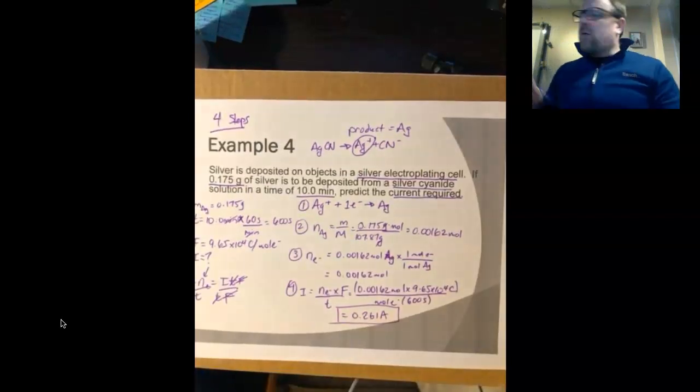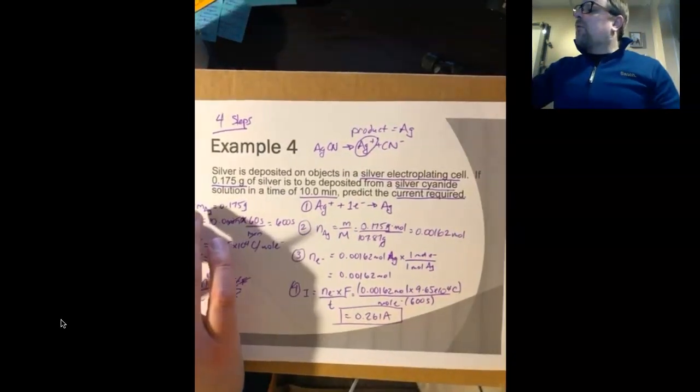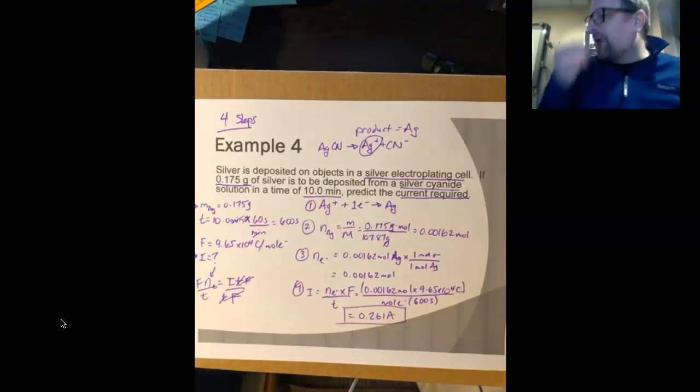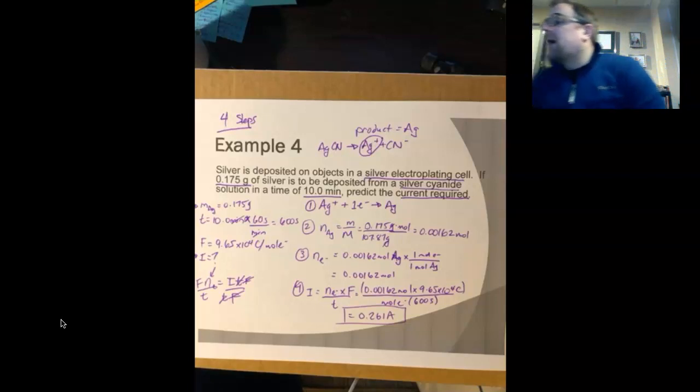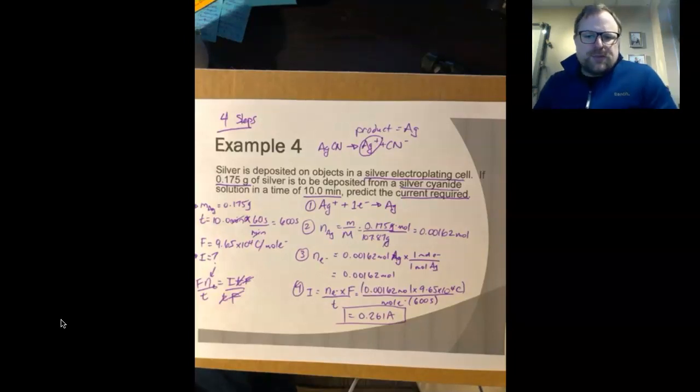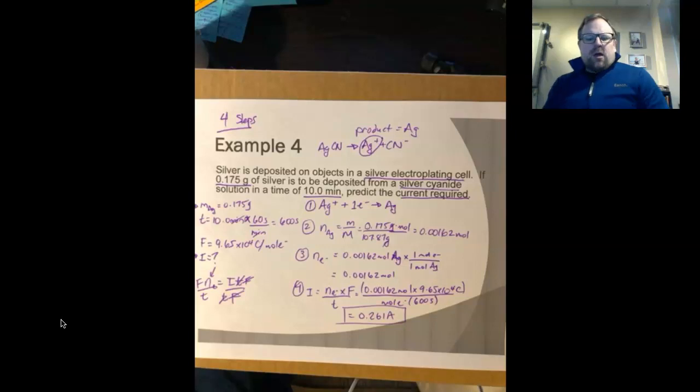So if we ran this for 10 minutes at 0.261 amps, we could plate 0.175 grams of silver. If you wanted to make it run faster, to do the same amount, you could up the amperage, right? And it would happen in a lower amount of time. So in other words, you could put the amps up to 2 or 4 or 6 amps, and then you would end up with a much quicker solution to this problem. Okay, so that is all of the questions that we have.